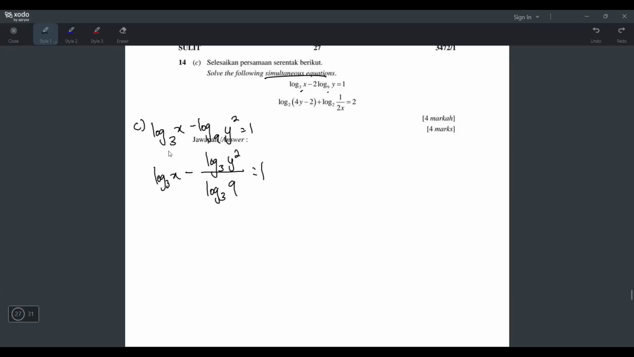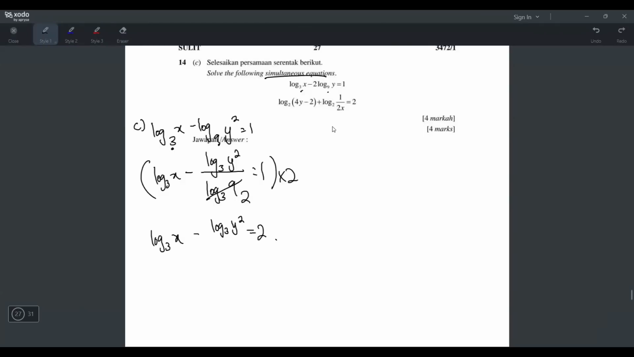Why I choose base 3 is because this one is 3, this one is 9. They both can change to base 3, so the best option is to change everything to base 3. Log 9 base 3 can become 2 here, because 9 is 3 power 2 and then the 2 goes in front. So you are just left with 2 times 1, so it's 2. Now we will take everything times 2 because I want to get rid of the fraction, so it becomes log 3 x minus log 3 y square equals 2. The over 2 is gone because I times 2 already. So this is how my equation looks like now.